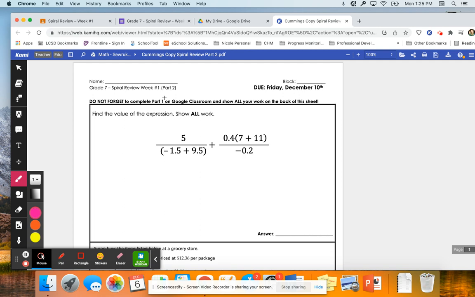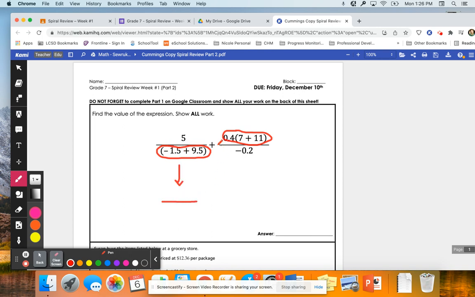The last part of this spiral is part 2. So now I'm on the purple paper. Obviously, it's not purple on here, but your paper is purple. So this is part 2 after you showed all your work for part 1. It says, find the value of the expression, show all of your work. So if I were you, I would do specific parts first, like parentheses always go first. So I would do this bottom one first in your calculator and write the actual number here. Then I would also do this one right here, just this part, and write down what the actual number is. I would then do 5 divided by whatever this number is and write the answer down here.